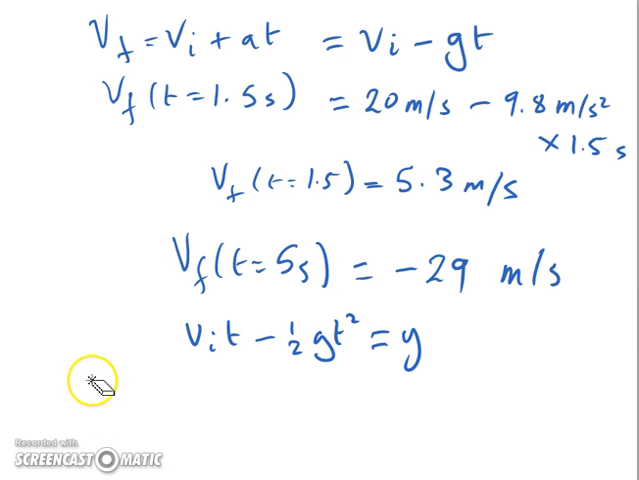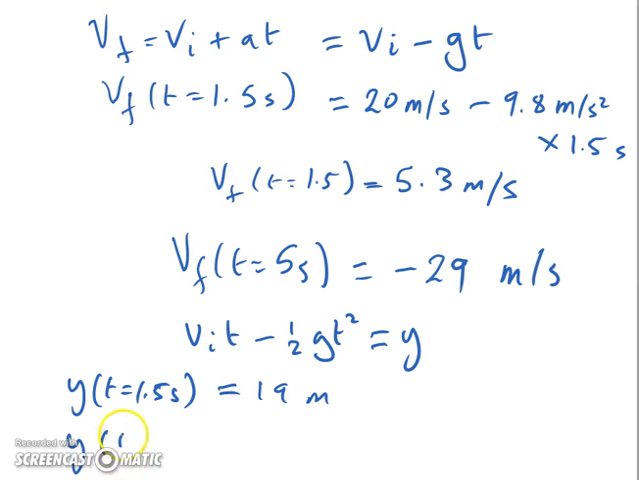So we can calculate y for t equals 1.5 seconds, and plugging in the numbers we get y at t equals 1.5 is 19 meters. So that's positive, so that is a height above the roof, and similarly we can calculate y at t equals 5 seconds, and when we plug in the numbers we will find that that is equal to minus 22.5 meters, which is below the roof.